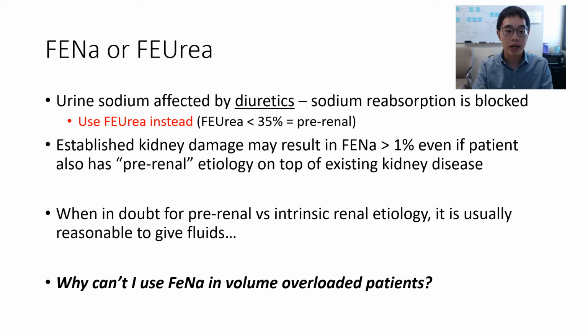Now, the question is, why can't I use FeNa in volume overloaded patients? And the reason is because in volume overloaded patients, the effective arterial blood volume is going to be low, and hence your FeNa without a diuretic is going to be low. But if you have a volume overloaded patient with a FeNa that's less than 1%, you're not necessarily going to give the patient fluids. So because of that, the FeNa in volume overloaded patients is not going to change your management. I would not get a FeNa in volume overloaded patients because it's going to confuse you. Okay. So if they're clearly volume overloaded, don't get a FeNa, diurese the patient, and treat them clinically rather than relying on the FeNa for those patients.